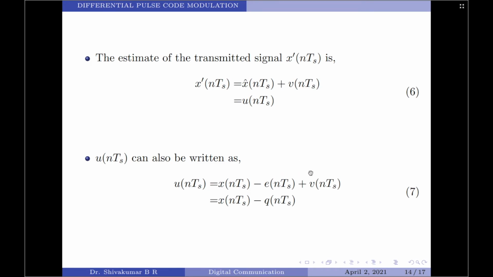Now, looking into these two terms, you see this is the input to the quantizer and this is the output of the quantizer. The difference between these two is the quantization error, that is denoted by q of nTs. So, we can now conclude that the receiver output, which is equal to u of nTs, differs from the original input signal x of nTs only by a value equal to the quantization error q of nTs. Please note, this conclusion is made based on the assumption that the channel noise is 0. Right. So, that is about the discussion on the DPCM receiver as well.